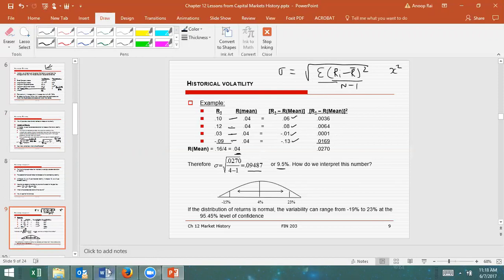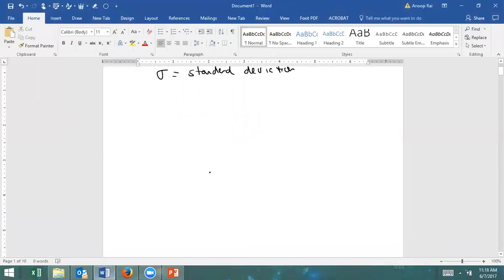So how do we interpret this number? So our mean is 4%. Our standard deviation is 9.5%. So let's go back to QM a little bit. What does that mean? So what it means is, and we have to make some assumptions. Let's say that we say the returns are normally distributed. And actually it's not, it's fat tail. But just assume they're normally distributed.